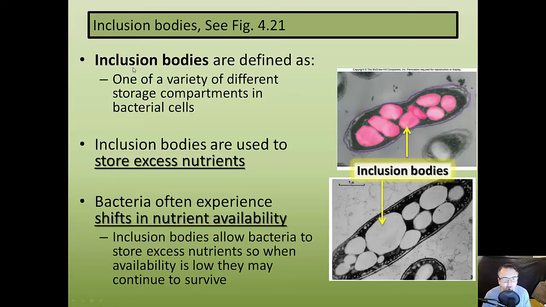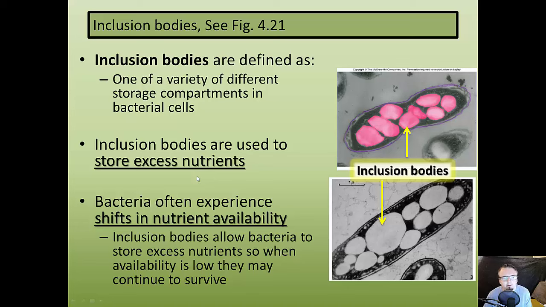One other feature that's commonly found in bacteria, but not always, are called inclusion bodies. Inclusion bodies are really just storage compartments for excess nutrients. You might think of them as a bacterial fat cell. When bacteria are naturally in an environment, the nutrient levels can fluctuate dramatically. This is true in lab conditions as well, pretty much any environment. The problem for bacteria is that they grow so fast in a lot of cases that they can just suck the nutrients out of their environment, like overpopulation issues, and they run out of nutrients.